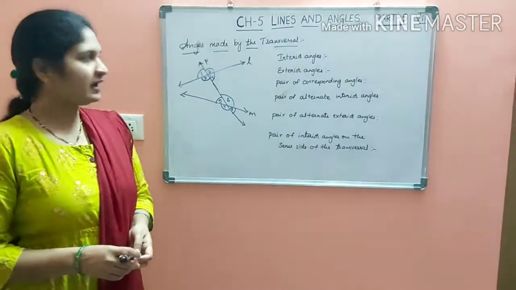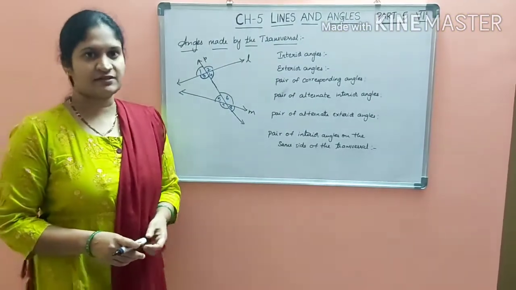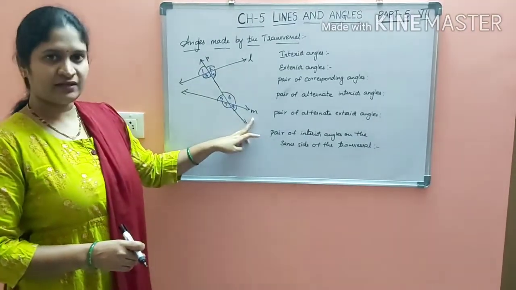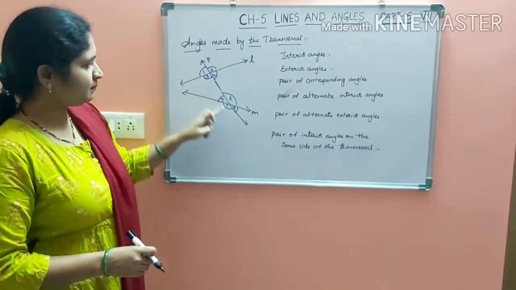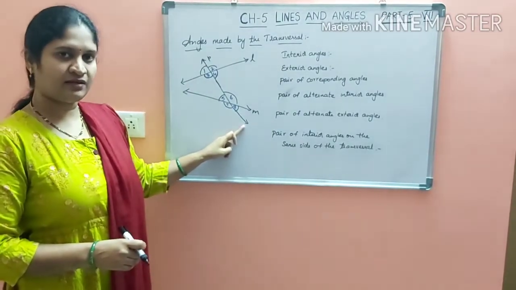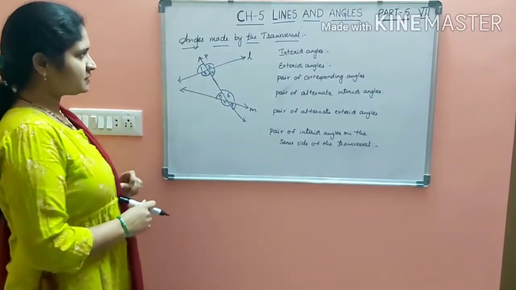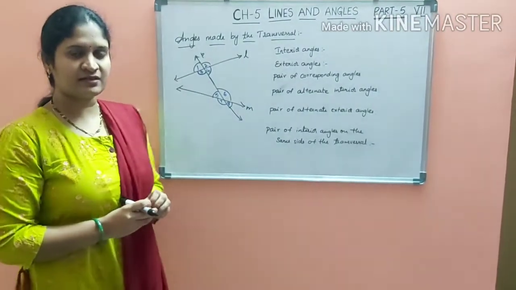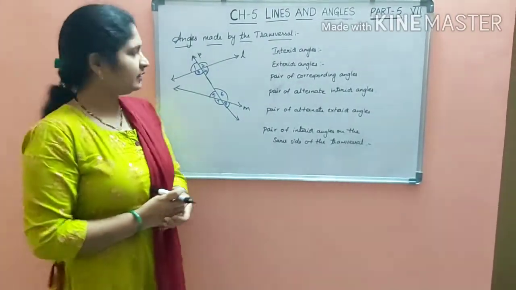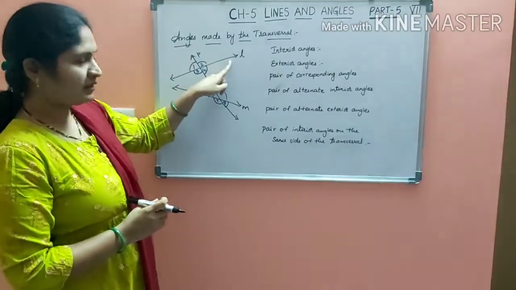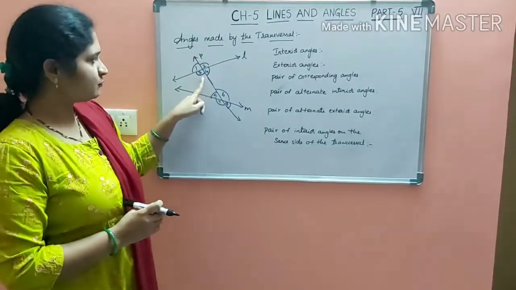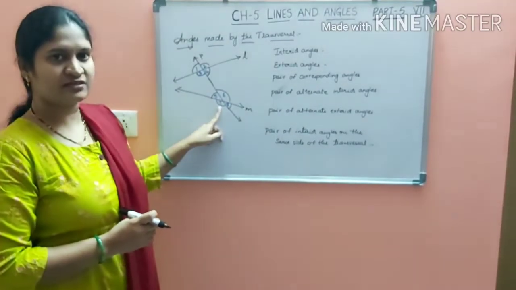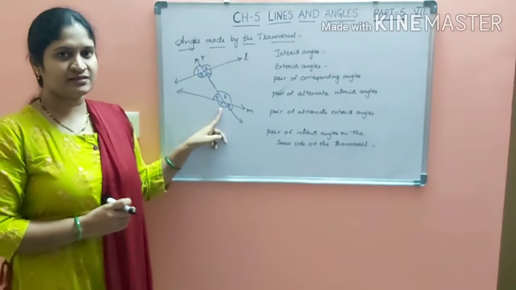Now let us see the angles made by the transversal. Children, in this figure I have taken line L and line M, and the transversal P passes through line L and line M. Children, if you observe here, how many angles are forming? If two lines intersect, they can form four angles. Here P and L, two lines, are intersecting, so four angles, and P and M, two lines, are intersecting, so four angles. Totally we have 8 angles here.